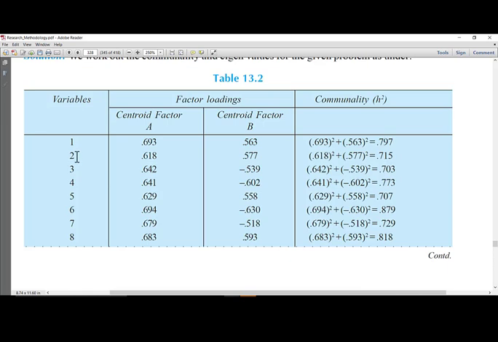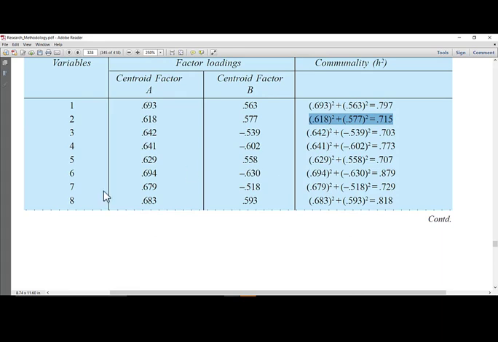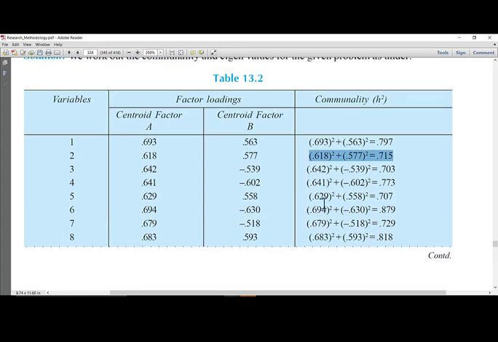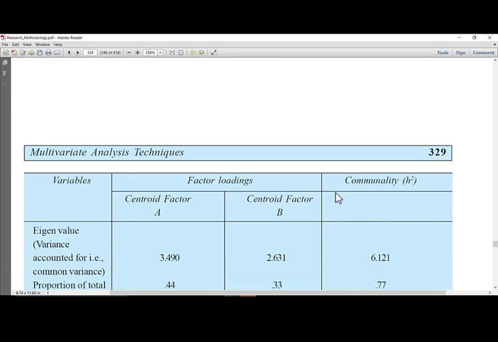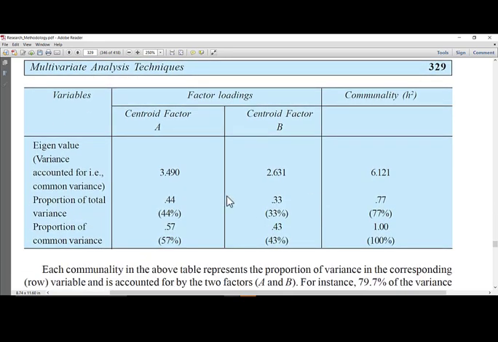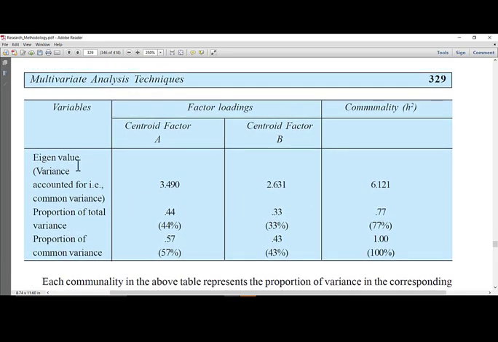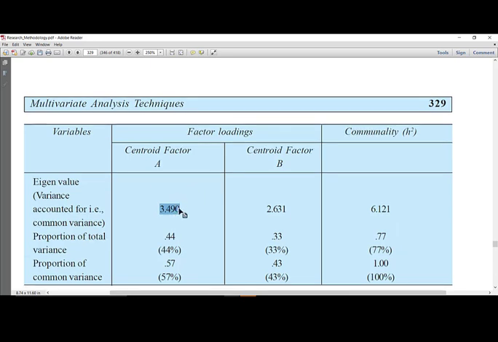Then for the second variable, the factor loadings are 0.618 and 0.577. So the communality is calculated like this. For all 8 variables, the communality value h square is calculated. Now then, what is this eigenvalue? Eigenvalue is the variance accounted for, that is the common variance. This is 3.490 for centroid factor A. And how is this 3.490 calculated?